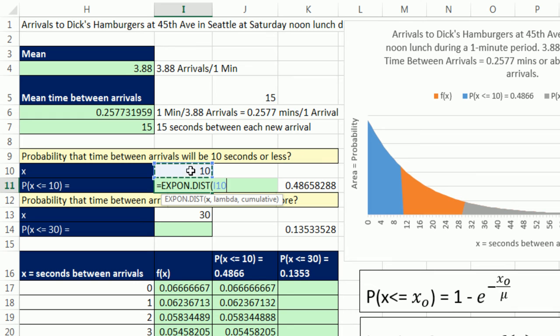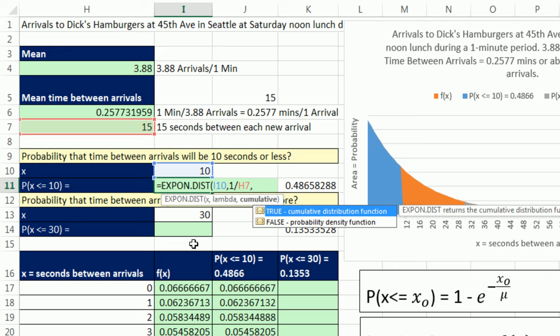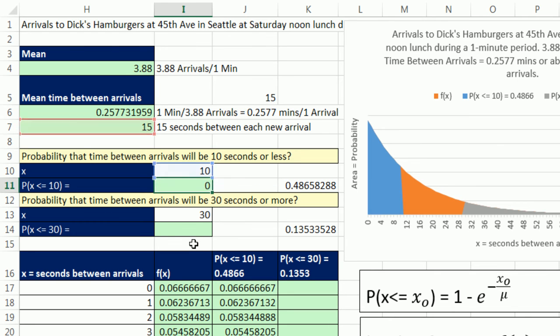Here's the x, comma, and our lambda is going to be 1 divided by our average time between arrivals. Then comma 1 gives us cumulative from 0 to whatever our x. And so boom, there's the probability. The probability that the time between arrivals will be 10 seconds or less is 0.4866.